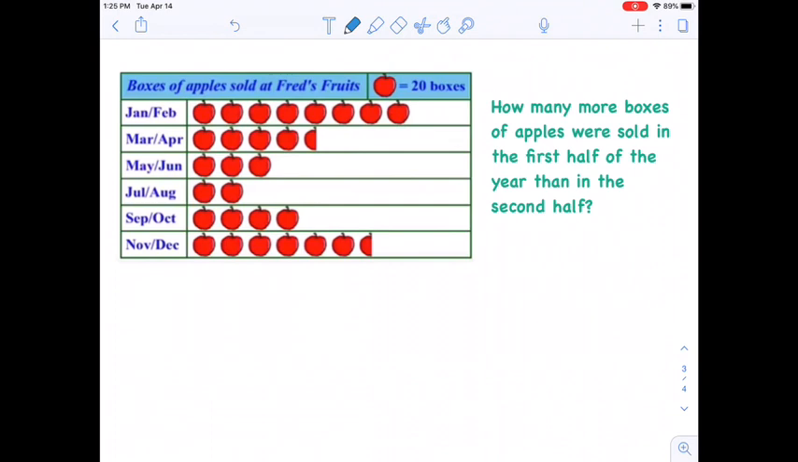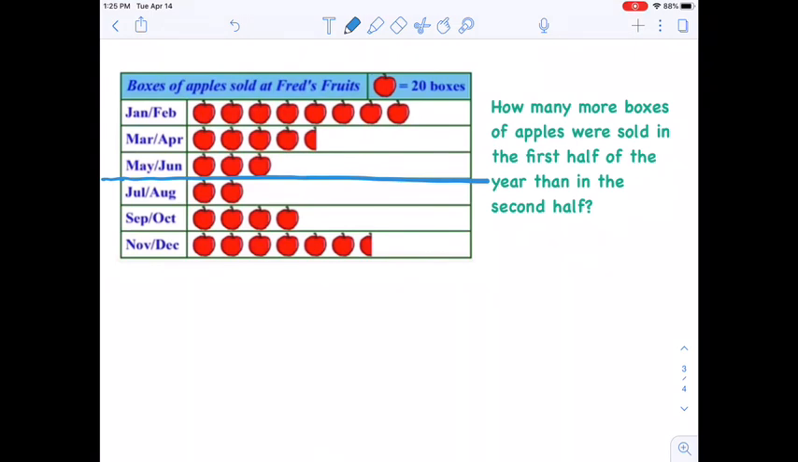How many more boxes of apples were sold in the first half of the year than in the second half? What do we think that means? The first half of the year. Well, if we look again at the labels on the left side of our pictograph, we can see we have January, February, March, April, all the way through December. So our pictograph shows one full year. And we're asked how many more boxes of apples were sold in the first half of the year than in the second half. So half of the year would be half of this pictograph.